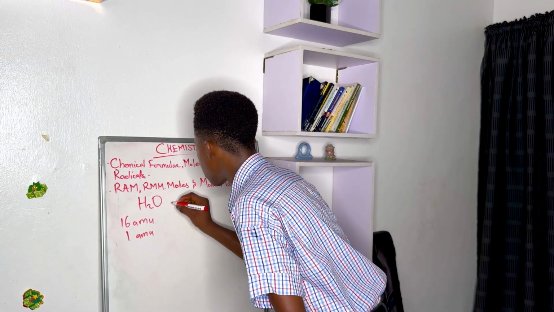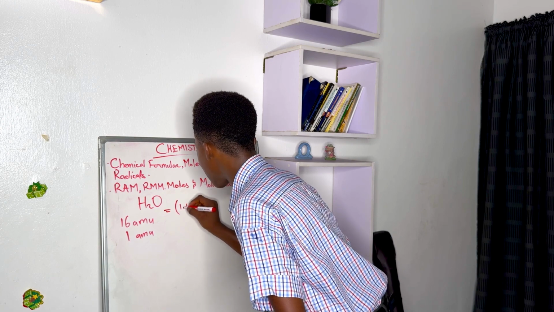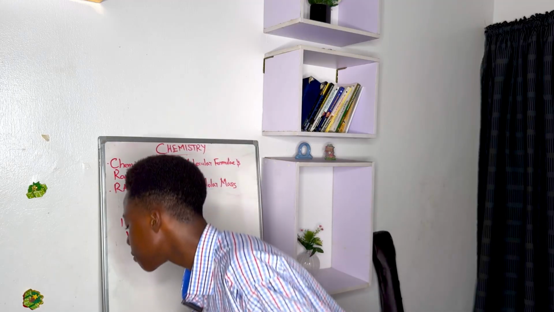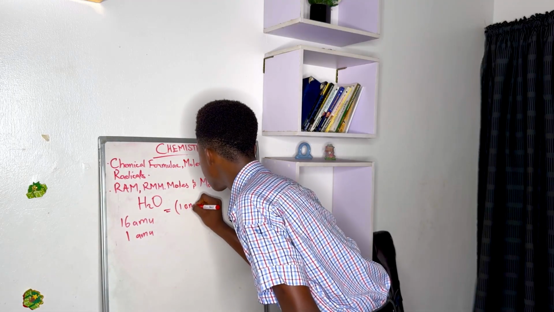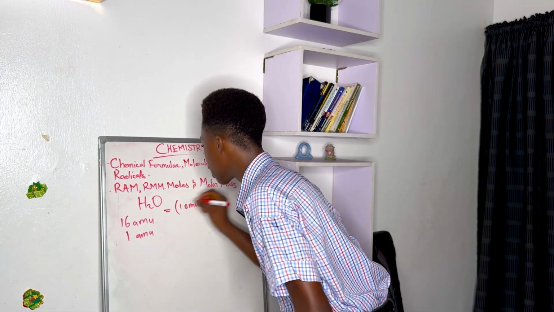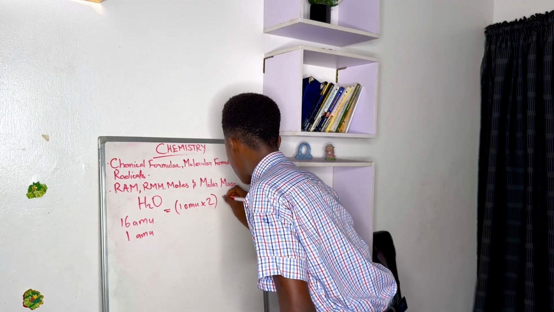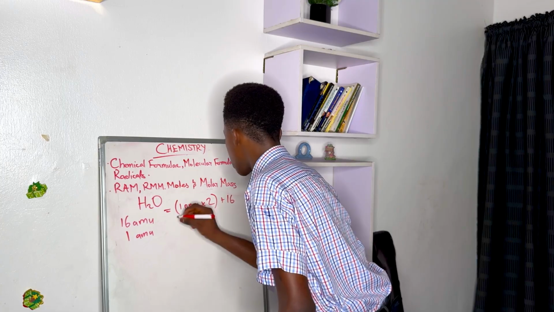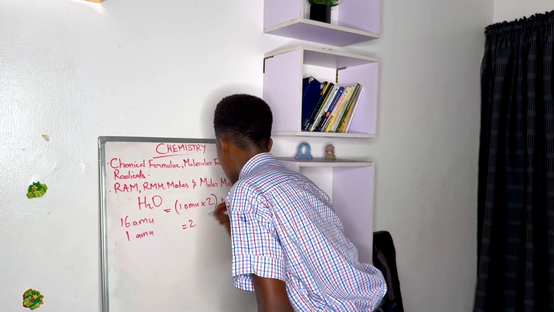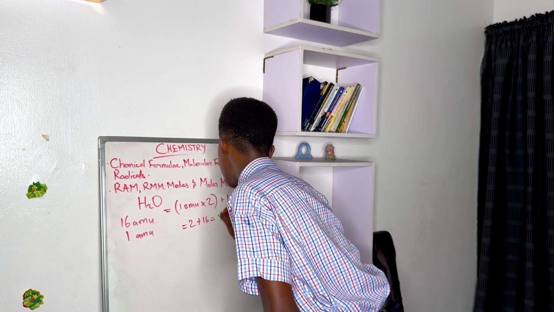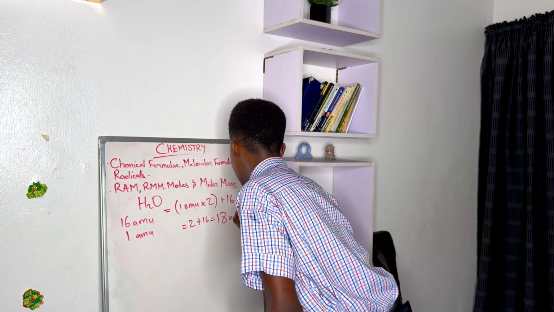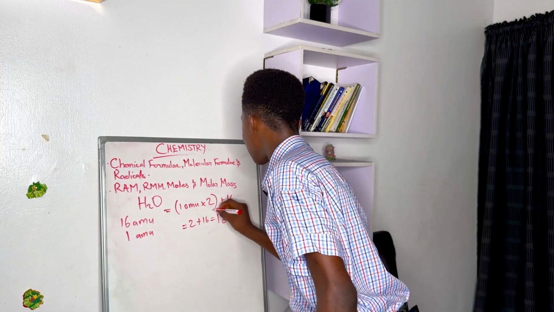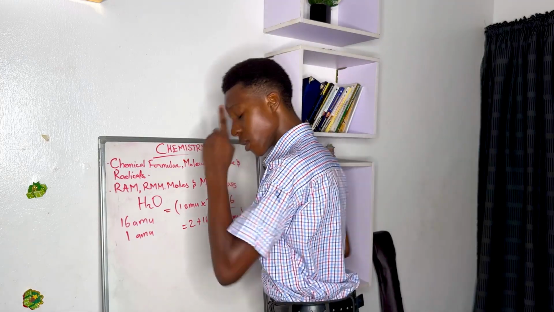To add this up, we're going to get 1 multiplying 2, so 1 AMU, which is the mass of 1 hydrogen atom, multiplied by 2 because it repeats itself 2 times. Then we add that to 1 oxygen atom, which is 16. So 1 times 2 is equal to 2, and 2 plus 16 is equal to 18. This is 18 AMU. This is the relative molecular mass of water.